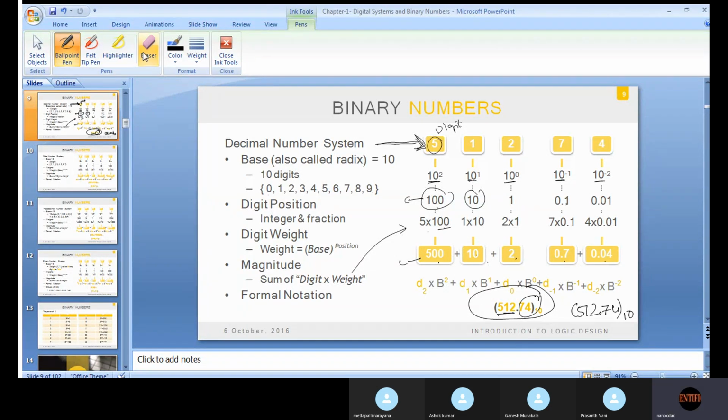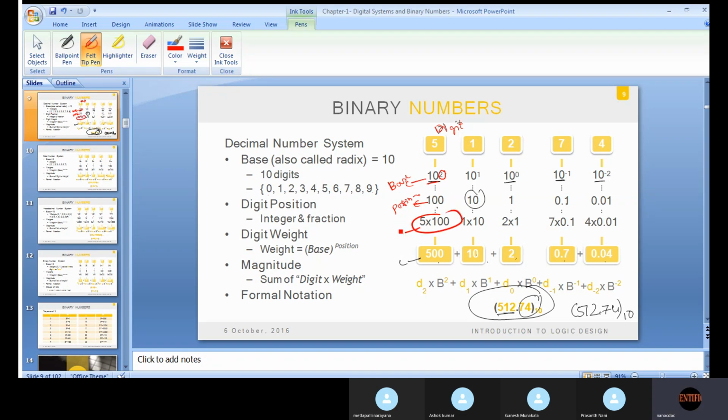Okay, so once again, I repeat. So this is nothing but your digit. Okay, this is nothing but the digit. And 10 is nothing but your base. Okay, it is also called the radix. So 10 power 2 is representing the digit position. Okay, digit position, integer and fraction.